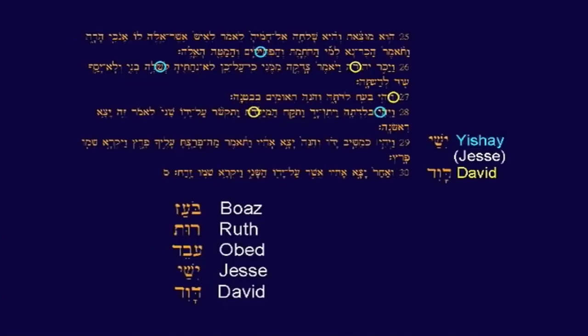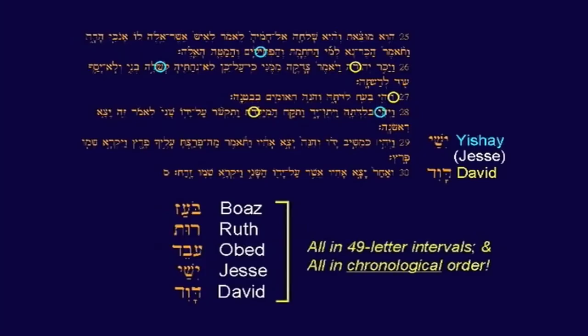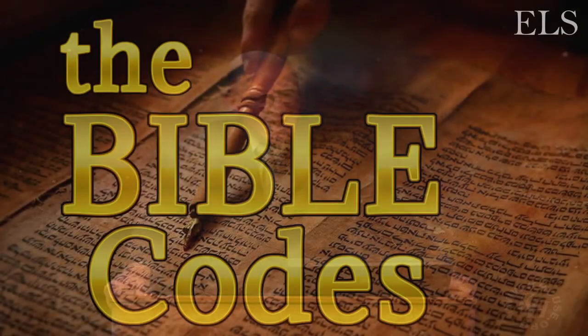So what you have here is Boaz, Ruth, Obed, Jesse, David, each encrypted with an interval of 49 in chronological order. Now, the cynics will say, well, that's just an accident of statistical circumstance. I don't think so.